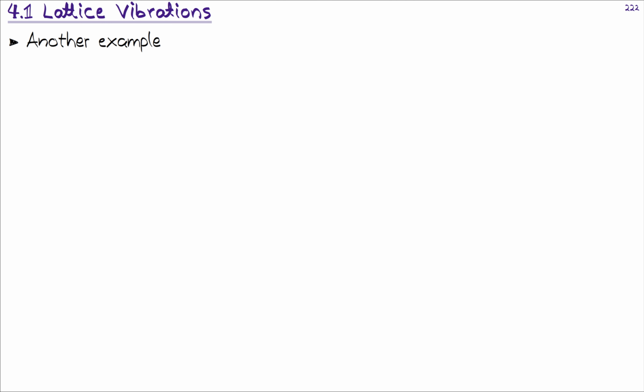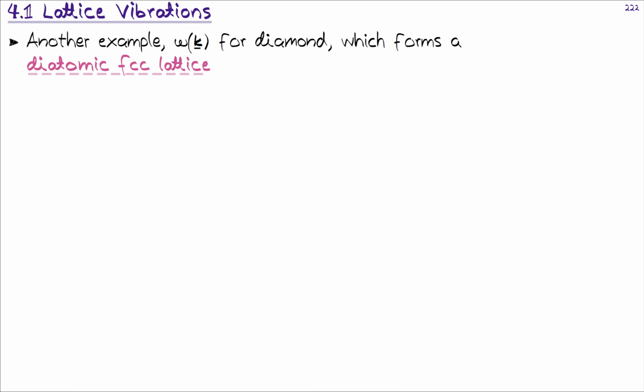Let's go through another example and then I'm done with this lecture. So let's plot the dispersion relation for a diamond. And diamond, as I mentioned before, forms an FCC lattice, but now a diatomic FCC lattice. So we actually have 2 carbon atoms inside each of our lattice points.